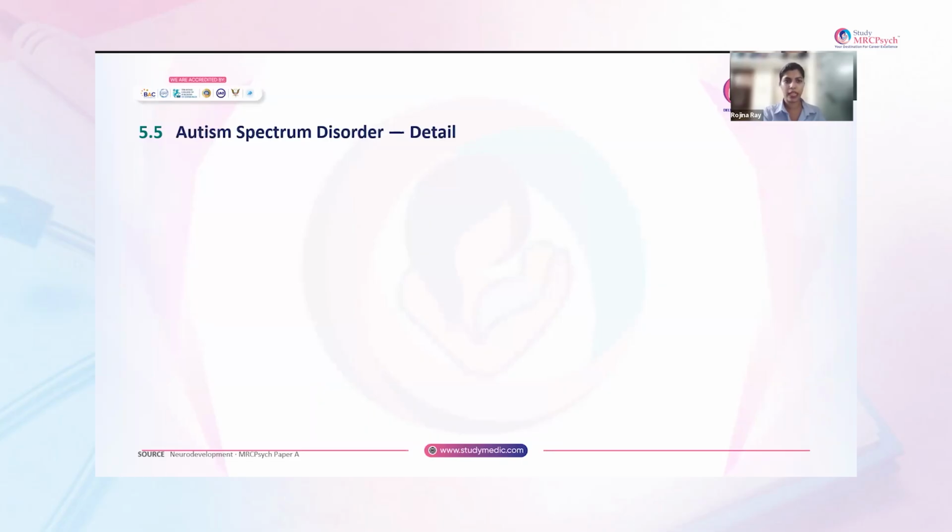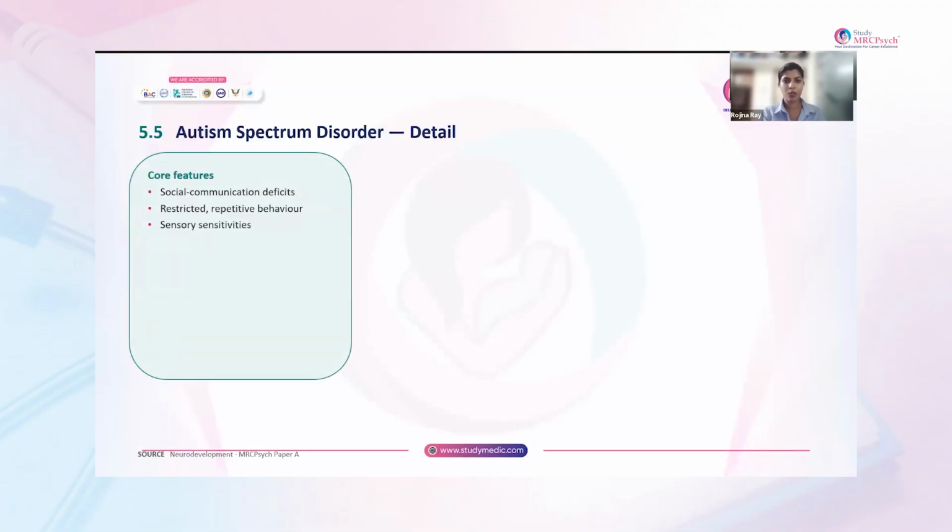Now let's try to see details of each of these. So coming to ASD, autism spectrum disorder, it's a neurodevelopmental disorder that is characterized by persistent difficulties in social communication. There is restricted and repetitive patterns of behavior. And there are three core features: the social communication and interaction deficits, such as poor eye-to-eye contact or difficulty understanding the social cues, or reduced social emotional reciprocity. So if we smile at the child, they may not smile back at us.